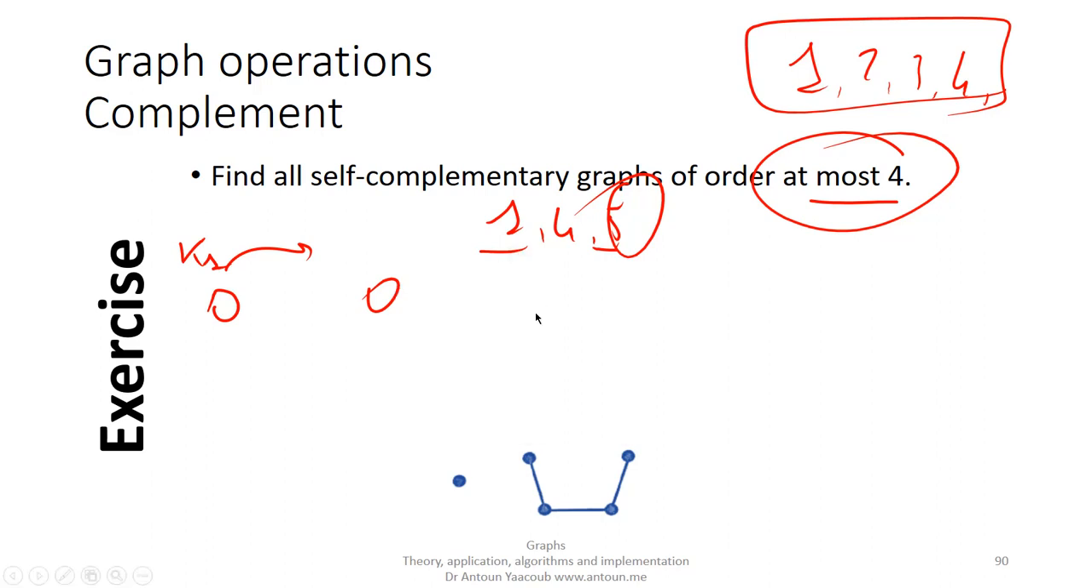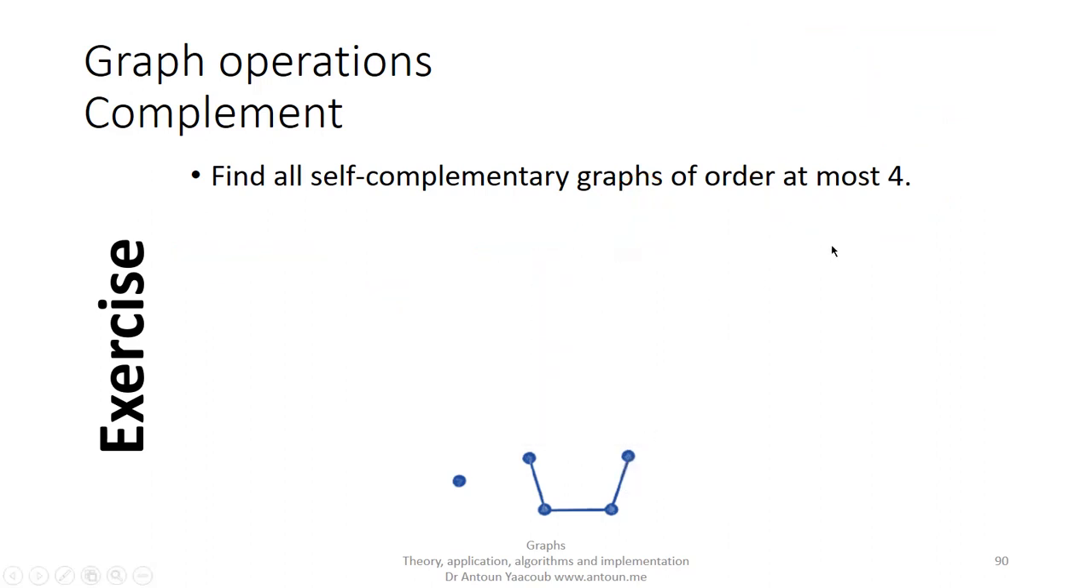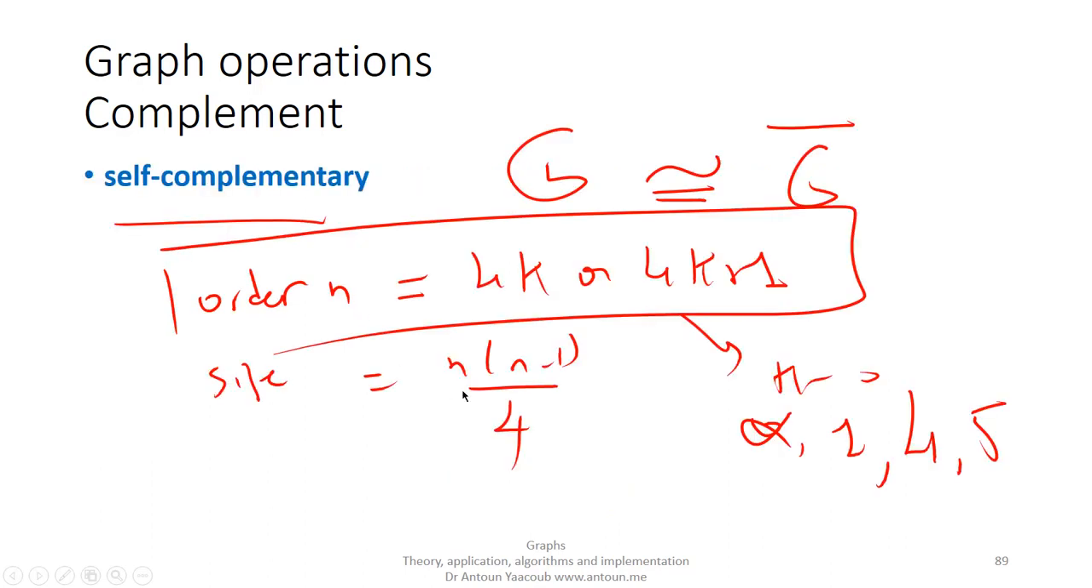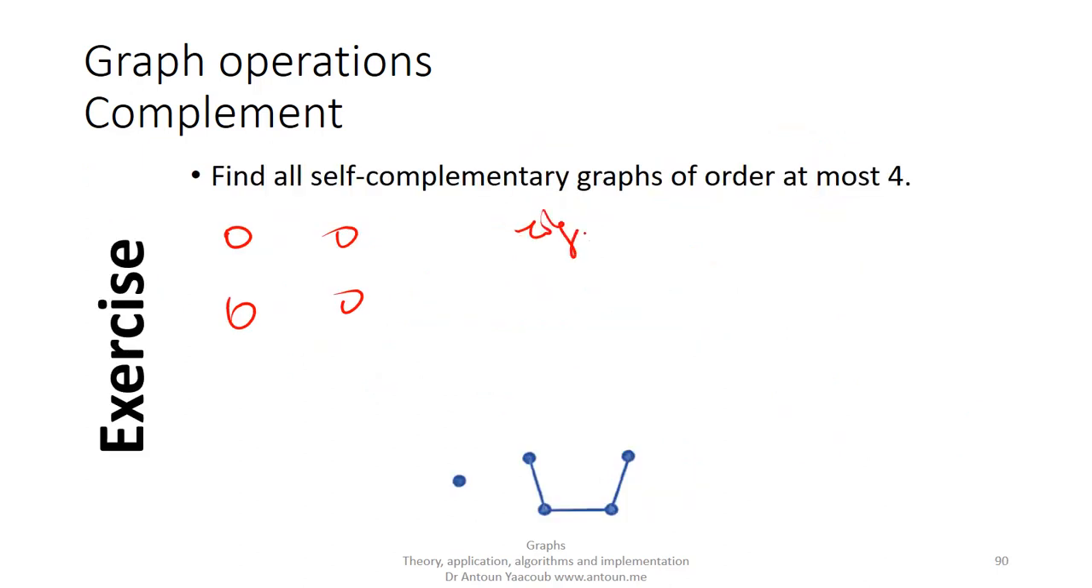Let's see the graphs of order 4. Let's see, I have this graph. The number of edges is equal to 3. If it's self-complementary, I know that I have 4 multiplied by 3 over 4, so the number of edges should be equal to 3. If I want to draw all the possibilities, there are 3 graphs with 4 vertices and 3 edges. Let's do that quickly.